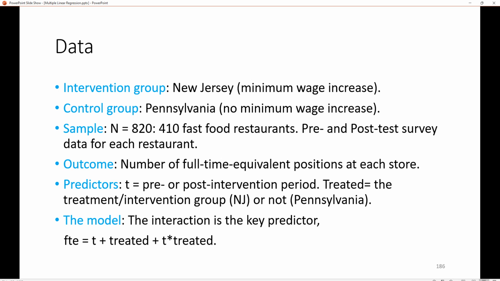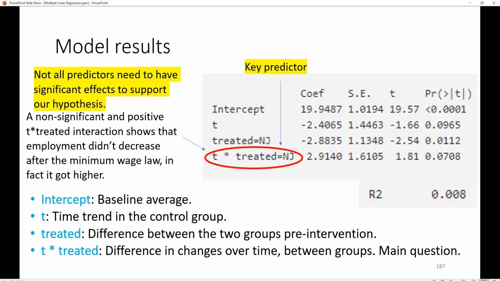Our predictors are T, and that's the pre- or post-intervention period. The variable treated, and that's the treatment intervention group or not. The treatment intervention group is New Jersey, and the control group is Pennsylvania. And for our model, the interaction is our key predictor. Our model is T plus treated plus T times treated. T times treated is our interaction term. And here are our model results.